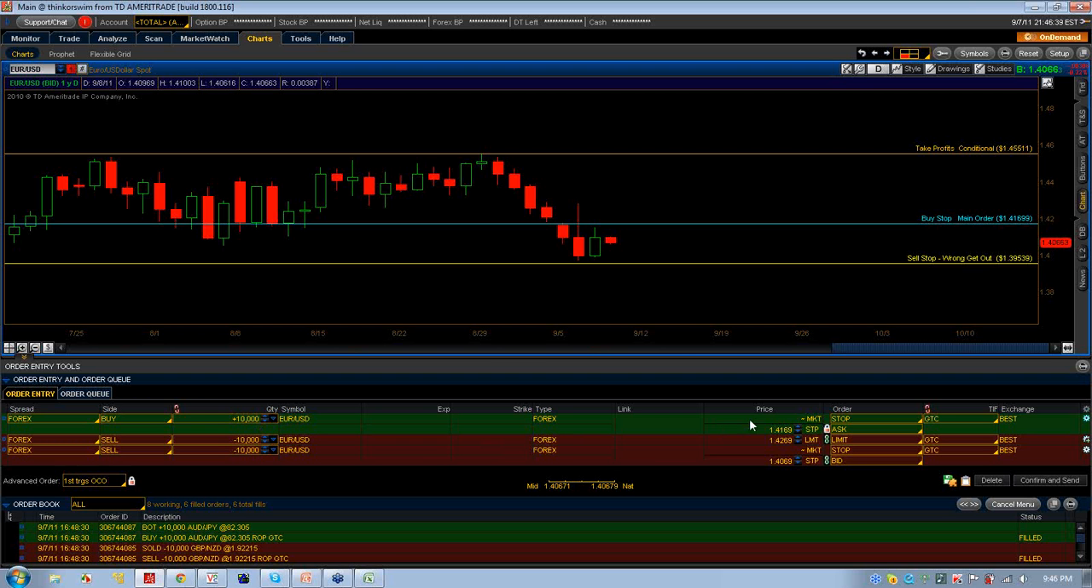But the thing here is, let's say you want to buy here. Price has to go up and meet it, right? That's called a buy stop. If price is going down and you want to buy as it's going down, thinking this is a bottom, this is called a buy limit order. Does that make sense?